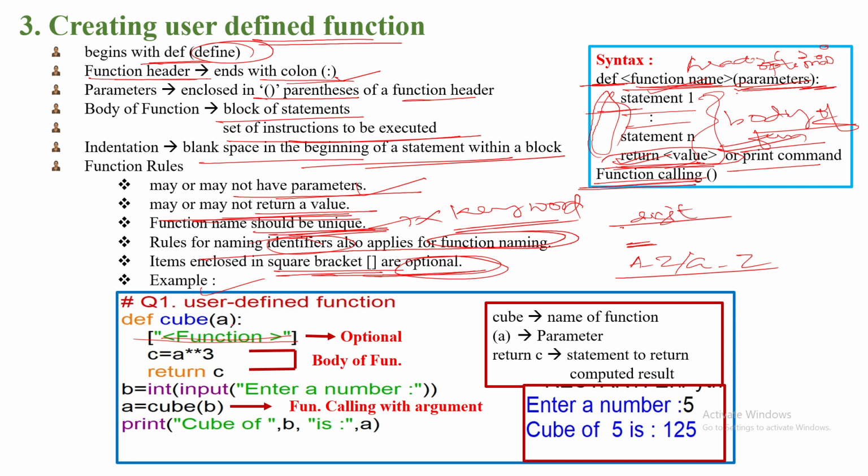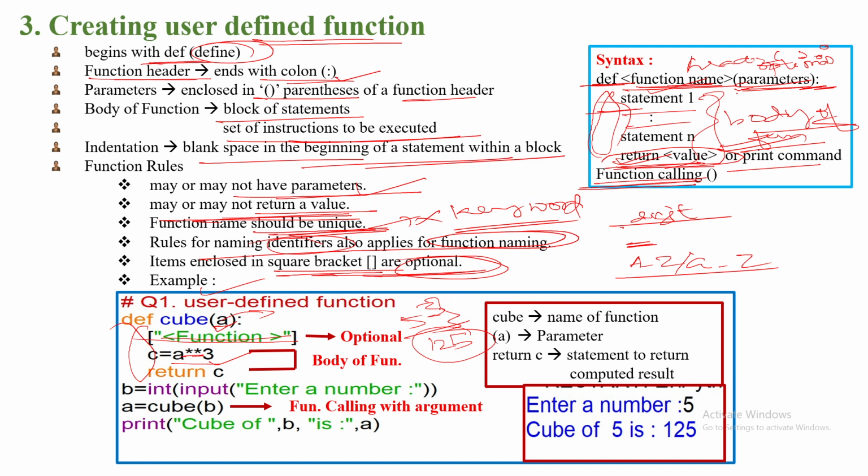Example: def cube(a), put the colon, which means the function's indentation will start and the function begins. Here a is the parameter, then c = a ** 3. A exponent 3 means the cube. If I want 5 power 3, the cube of 5 is 125, right? Can we write 5 power 3 in a computer system? No way, we can't write it.